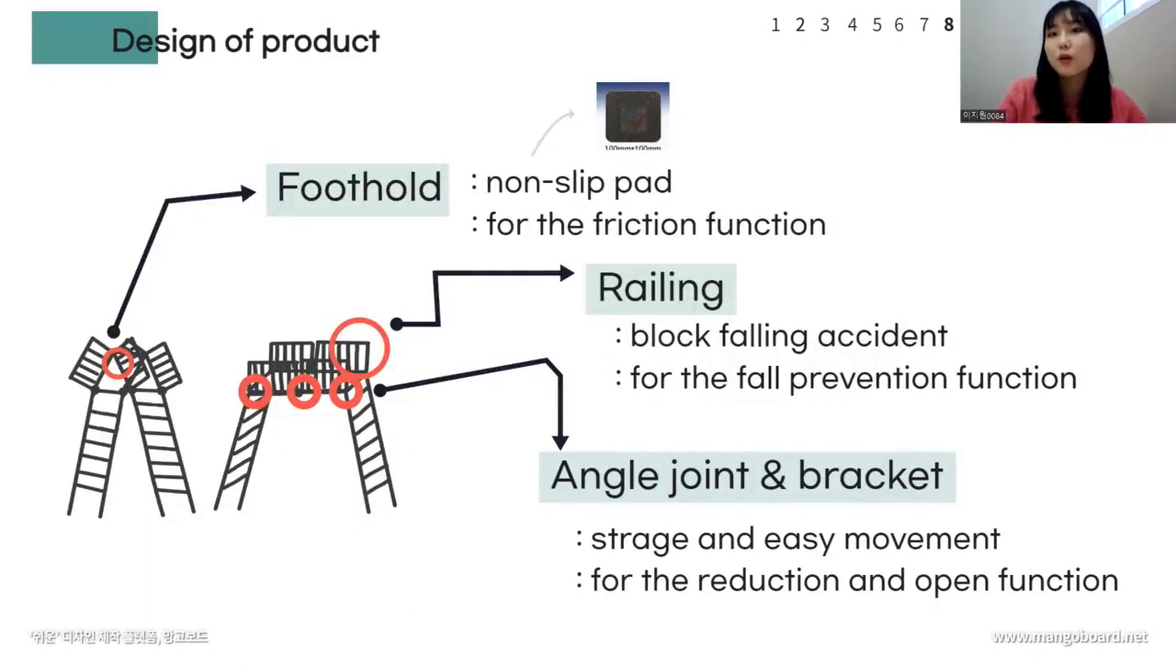Consequently, we could keep the original reasons for choosing the ladder rather than the scaffold. And as you can see on the screen, the foothold was designed to perform the friction function. The handrail was for the fall prevention function, and the bracket and hinges were for the reduction and opening function.